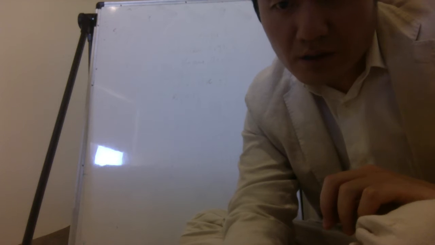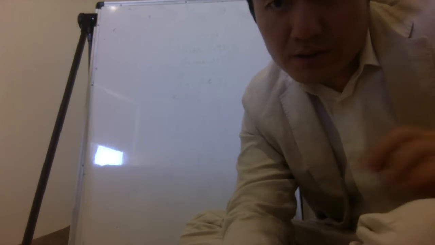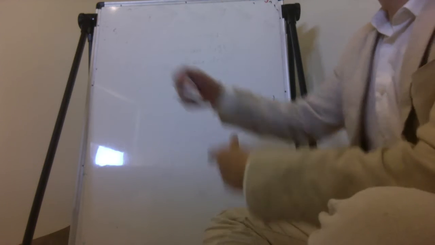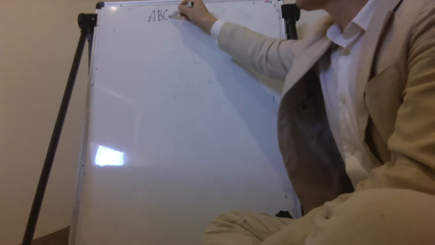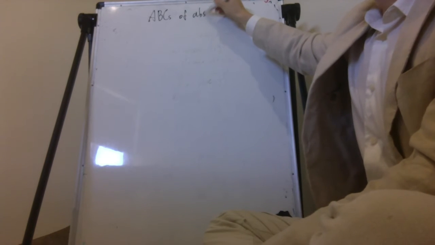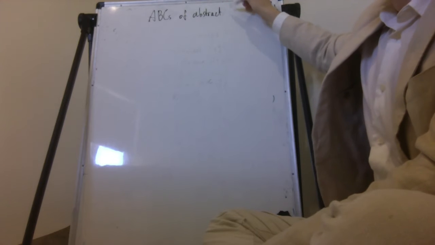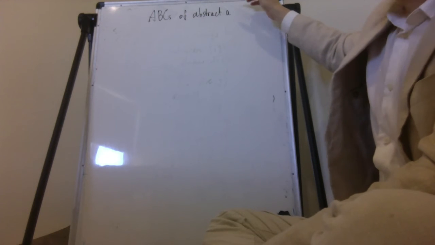About abstract algebra, okay? So this is what I would call the ABCs of abstract algebra. So it's more like an overview, okay? And we'll just kind of get from it what we can.